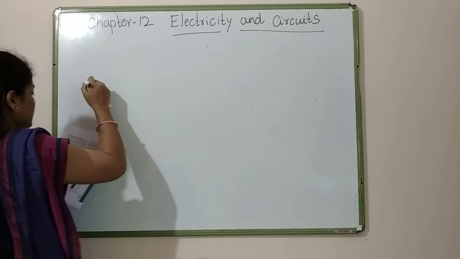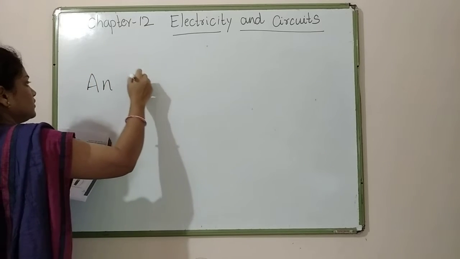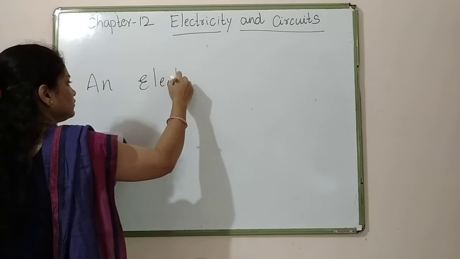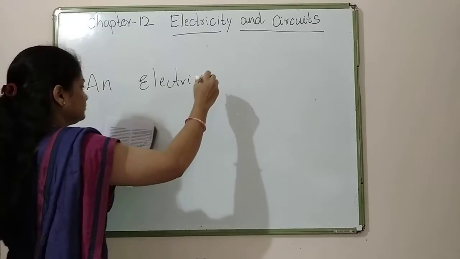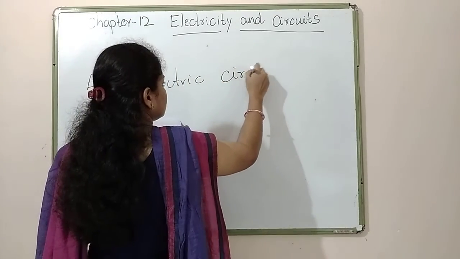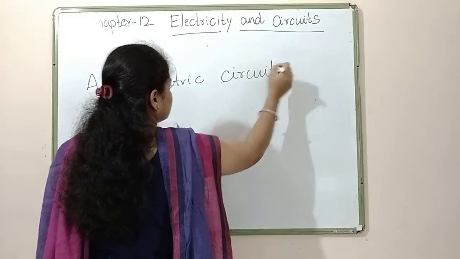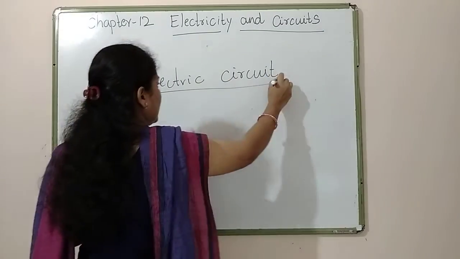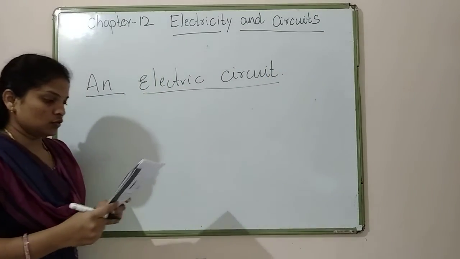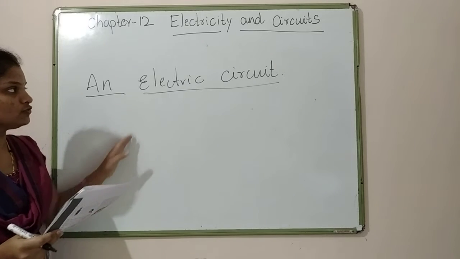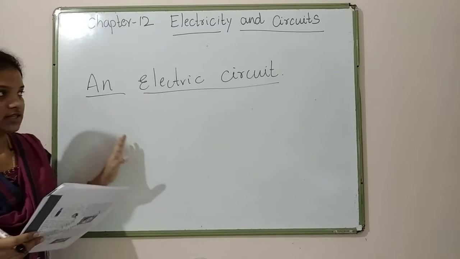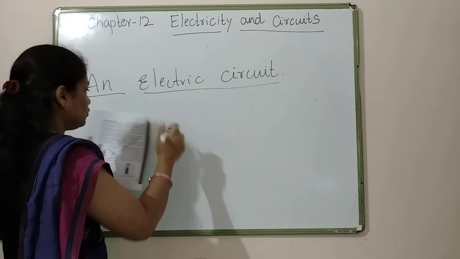Let's discuss the electric circuit. Okay, this is an electric circuit. So what is an electric circuit? The current flows through the circuit.